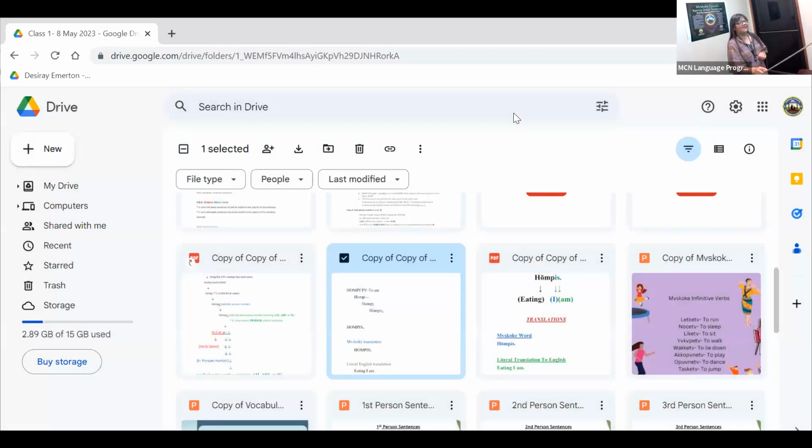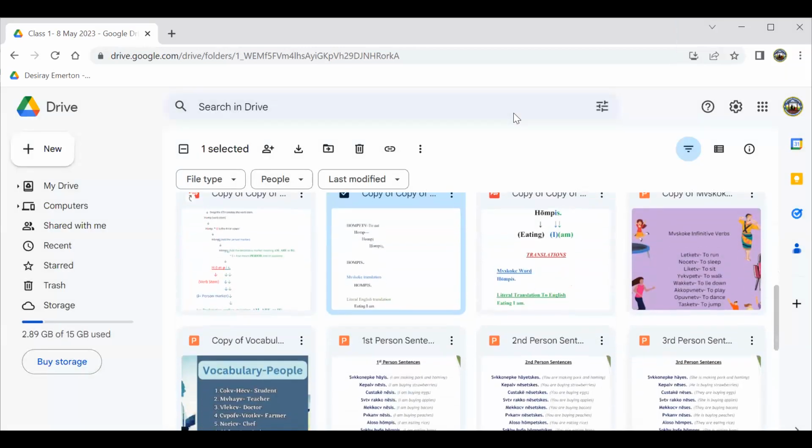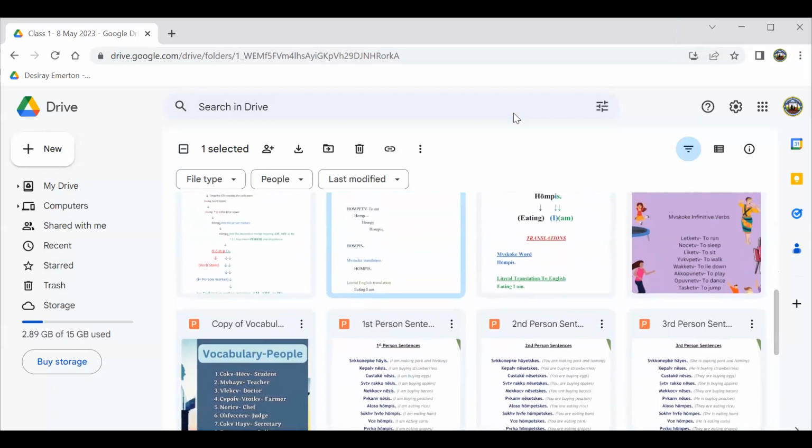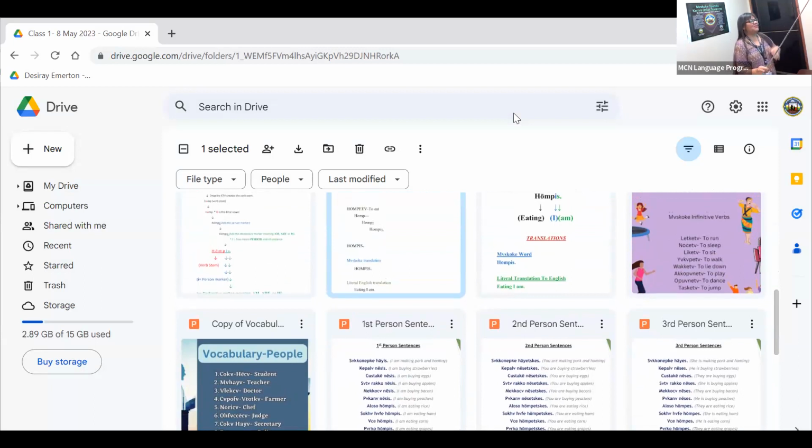All right. Okay. I'm just kidding. It's not backwards for English, but they like to say Mvskoke's backwards, so I just flipped it today.